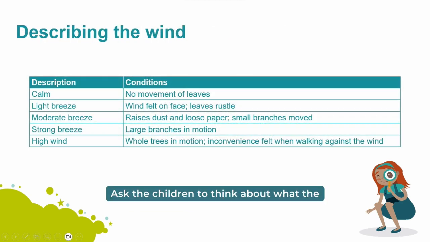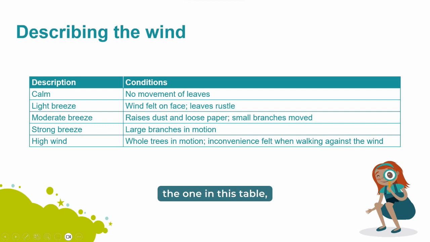Ask the children to think about what the movement of the bubbles tells them about the wind. If the bubbles are blown away quickly, the wind is strong. Perhaps introduce them to a simplified version of the Beaufort scale, such as the one in this table, which will help them record different strengths of wind based on conditions they can observe.